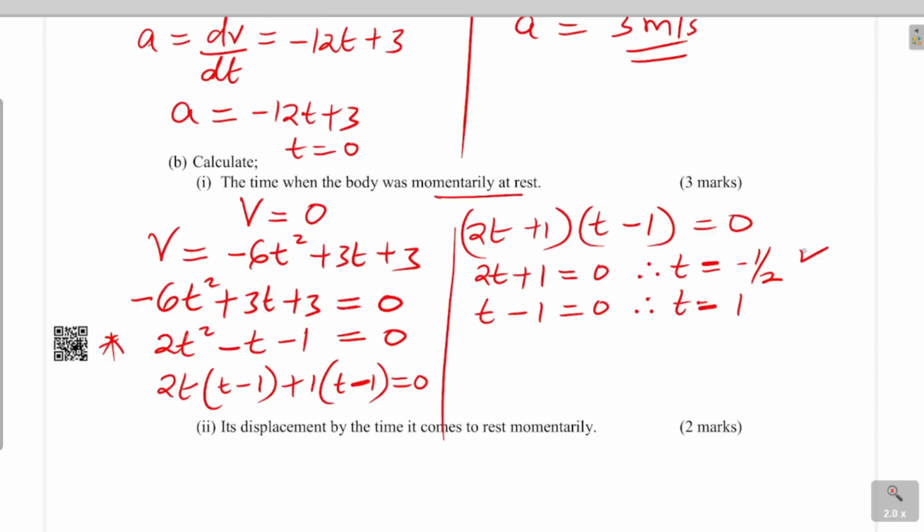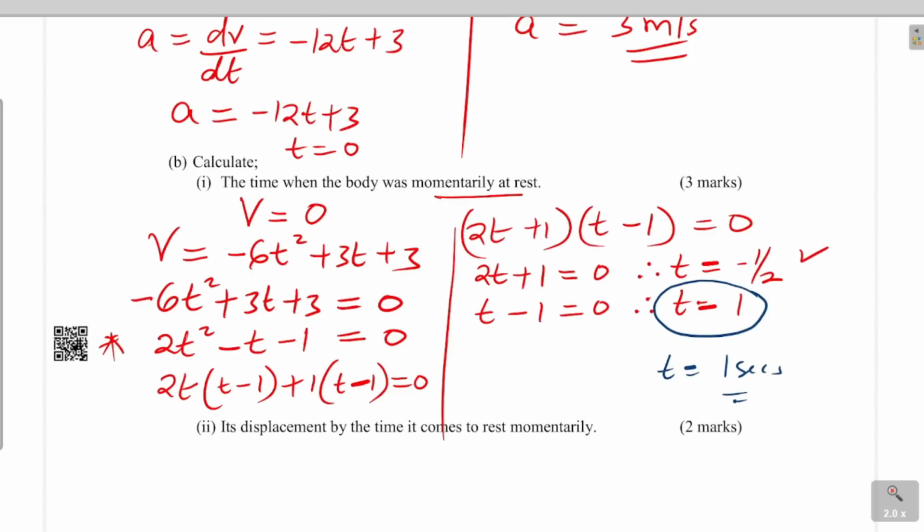So you have these two times. You're going to pick the one that is positive. So you shall go with this one because this is time. You take the one that is positive. So t is equal to 1 second. That is when the particle was momentarily at rest.